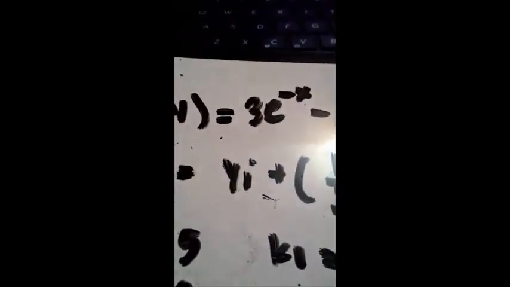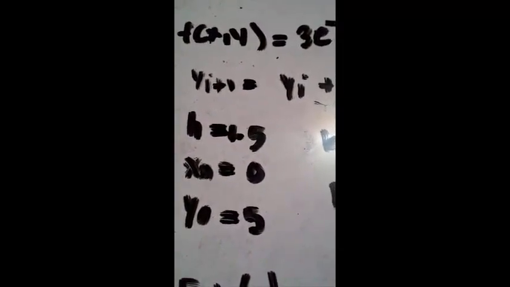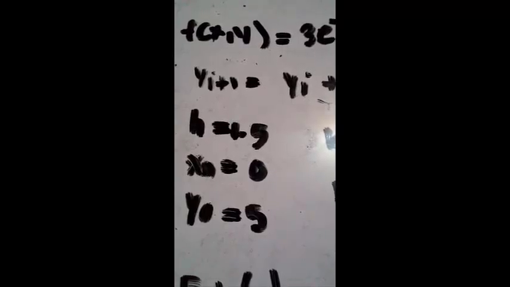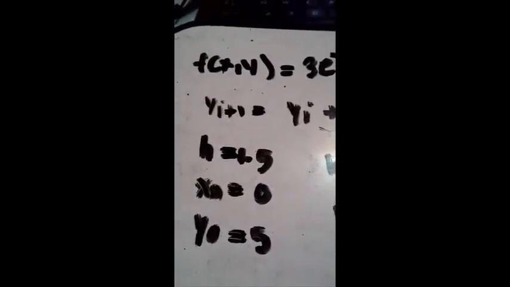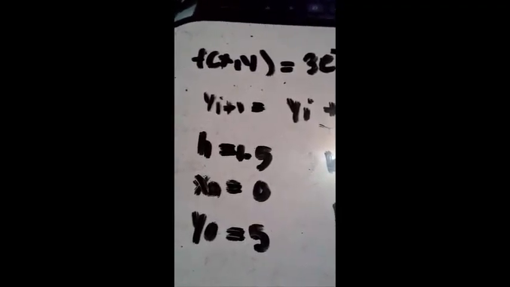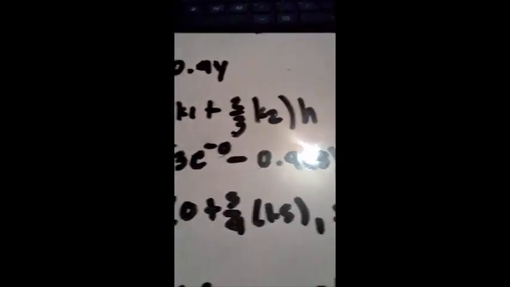Here we will have an example for Ralston's method. The function of x, y is equal to 3e raised to negative x minus 0.4y. Our givens are step size is equal to 1.5, x naught is equal to 0, and y naught is equal to 5. Our main formula is y_{i+1} equals y_i plus 1/3 k1 plus 2/3 k2 times the step size.